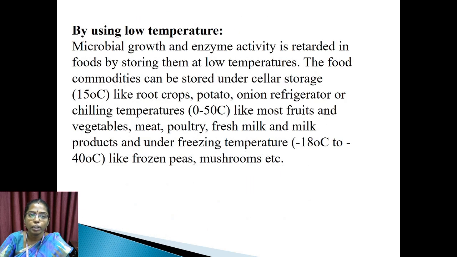Using low temperature: microbial growth and enzyme activity are retarded in food by storing it at low temperature. The food commodities can be stored under cellar storage, like root crops, potato, onion; refrigerator or chilling temperature, like most fruits and vegetables, meat, poultry, fresh milk and milk products; and under freezing temperature, like minus 12 degrees Celsius to minus 40 degrees Celsius, like frozen peas, mushrooms, etc.